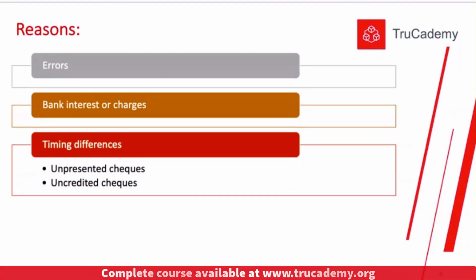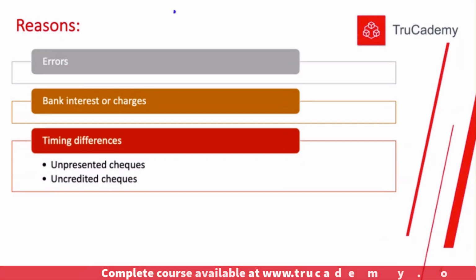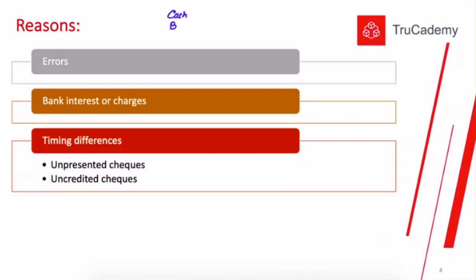Okay, now let's talk about the reasons why we can have differences between the cash book and the bank statement. Again, the cash book is prepared by our business and the bank statement is prepared by bank staff. What can be the reasons? Basically, there can be two types of differences: temporary difference and permanent difference.